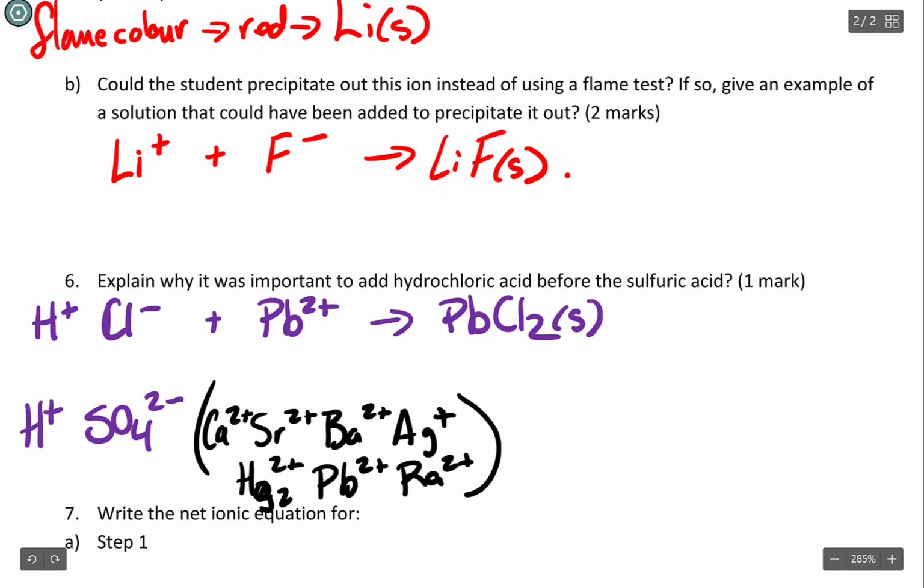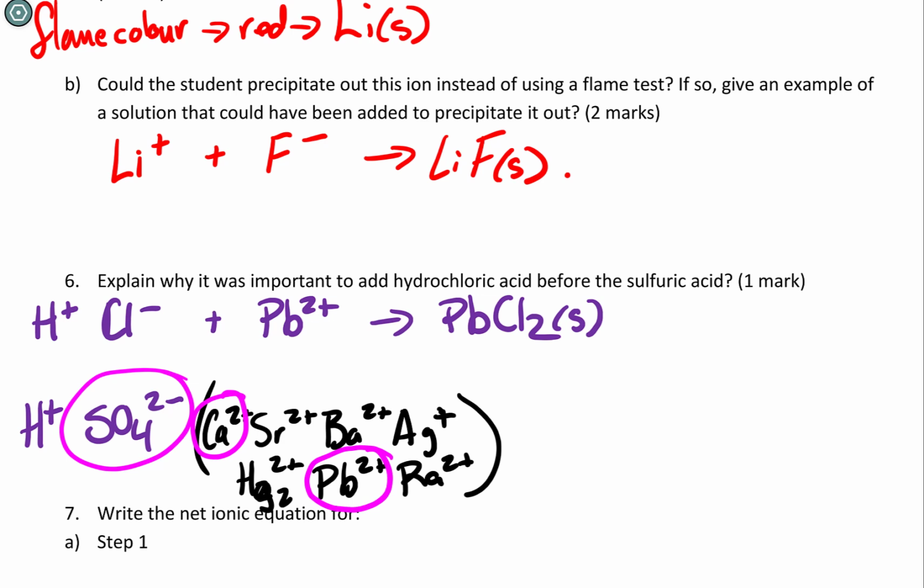If I added sulfate first instead of chloride, I would take out calcium, which it did, but it would also have taken out lead at the same time. So that wouldn't be a selective precipitation. That would be removing 2 ions at once, which we don't want to do. So it says, explain why it's important to add hydrochloric acid before the sulfuric. Because the sulfate ion will remove both ions at once.